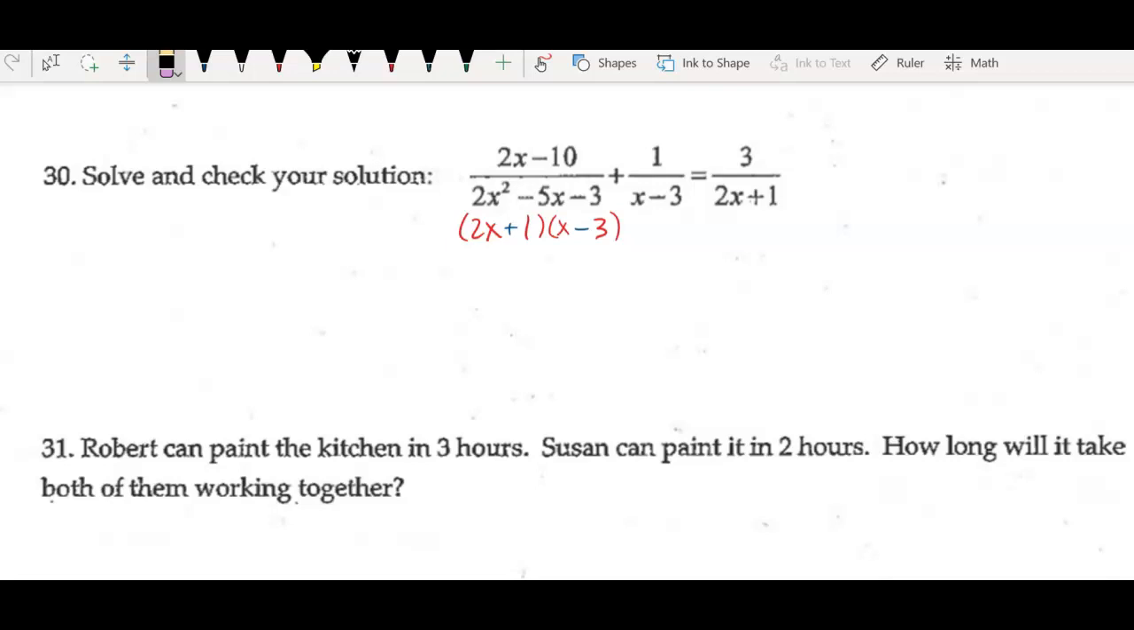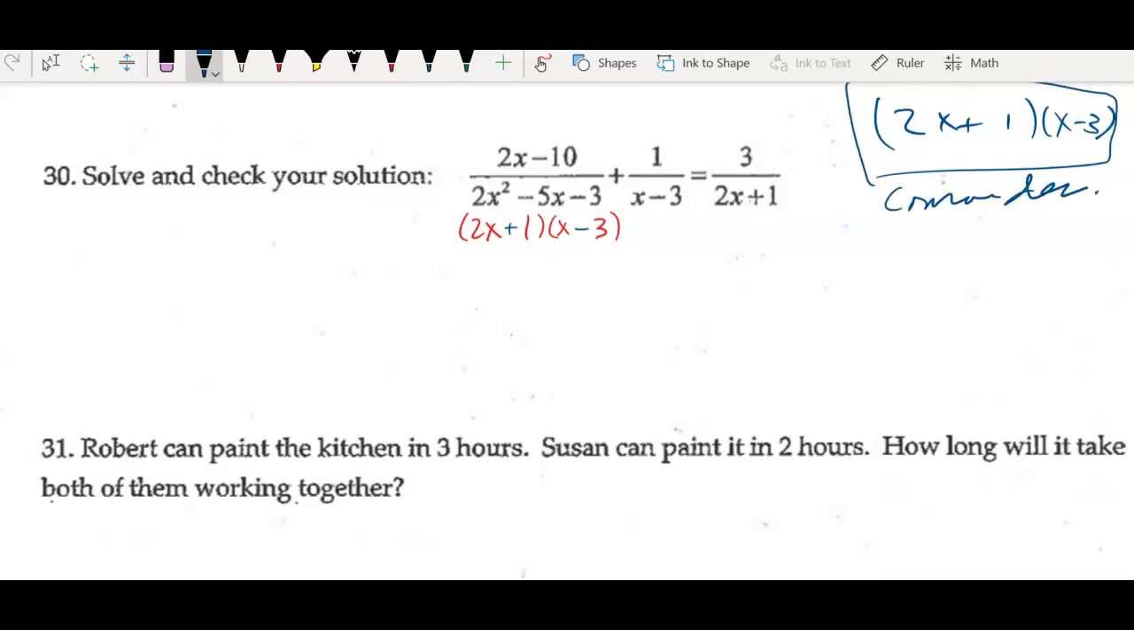What are all my factors? Well, let's take a look. Look at those denominators. I've got a 2x plus 1. That's my first denominator. Then I have an x minus 3. Oh, there's another x minus 3. There's another 2x plus 1. So this is my common denominator. Or my lowest, the other thing is it's also the lowest common multiple.